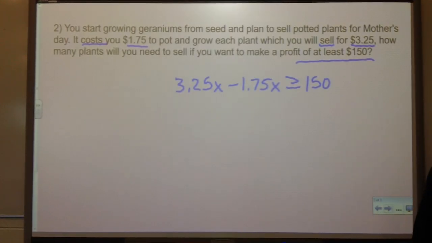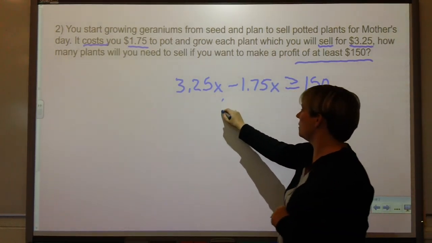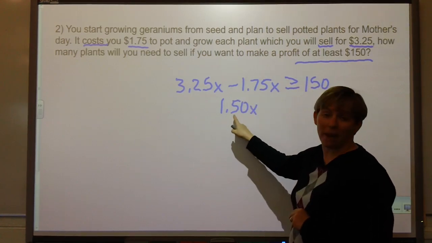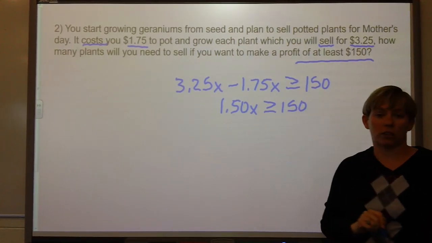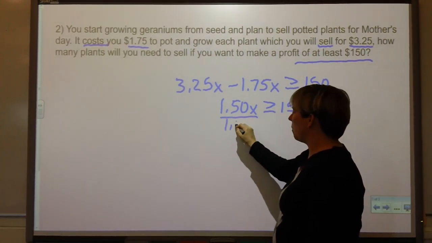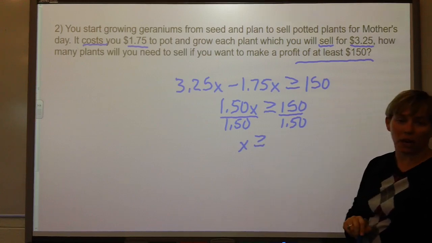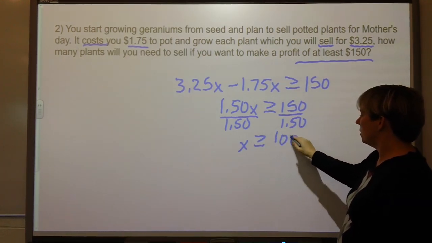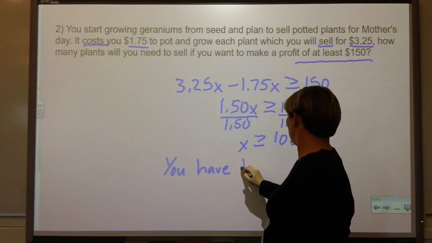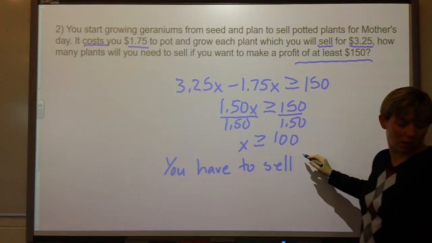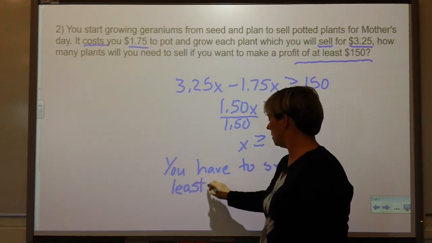From here, I combine like terms. 3.25x minus 1.75x gives me $1.50x. So for every plant I sell, I'm making $1.50 in pure profit. And I want that to be greater than or equal to 150, so I'm going to divide by 1.50. So that means x has to be greater than or equal to 100. So I need to sell at least 100 plants.